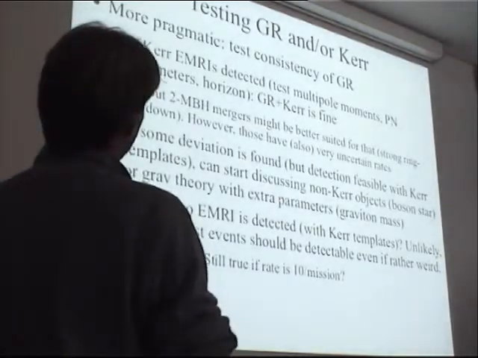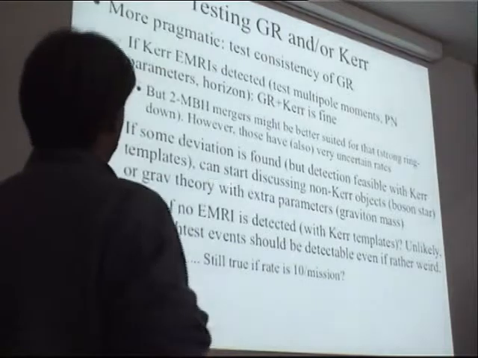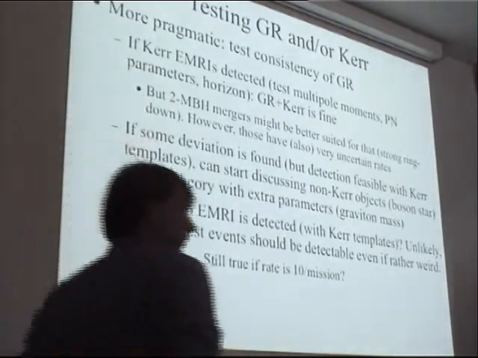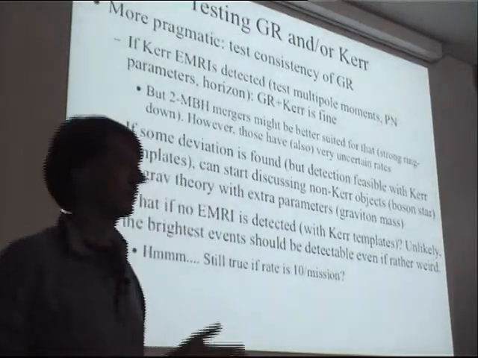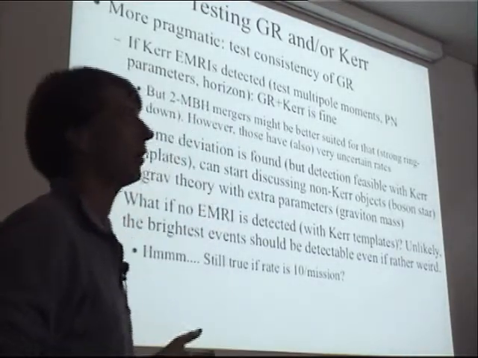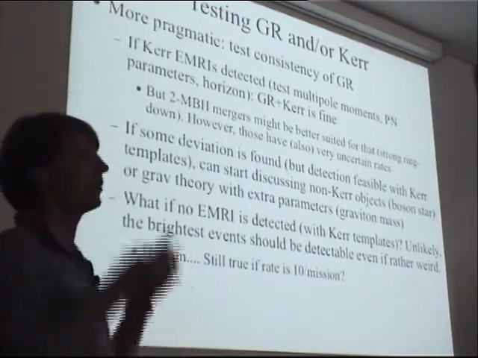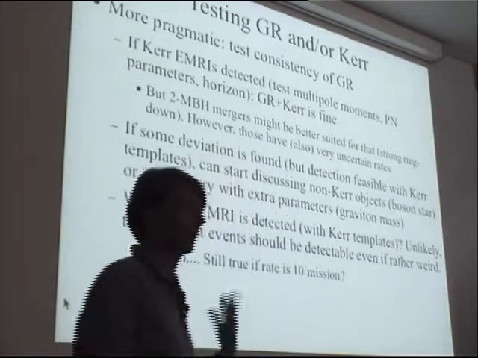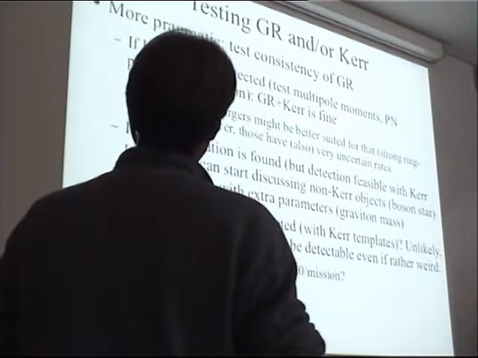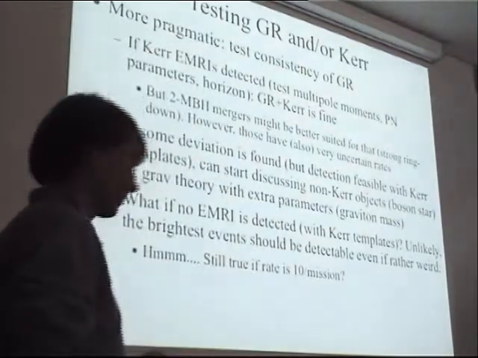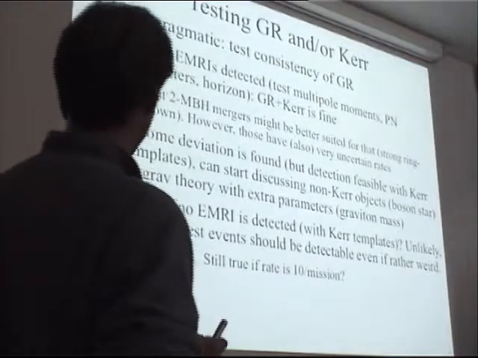Now, if some deviation is found, but it's not so strong as to render detection impossible, then that's very exciting. I think then, okay, we cannot say whether we have or not tested GR, but we can start working on other possibilities, other theories, or a non-Kerr geometry, including actually a dirty Kerr black hole, so Kerr with some stuff around it, some standard astrophysical stuff. I will mention it on the last slide. But maybe, well, that's the worst scenario, but still, I think it has to be at least kept in mind.